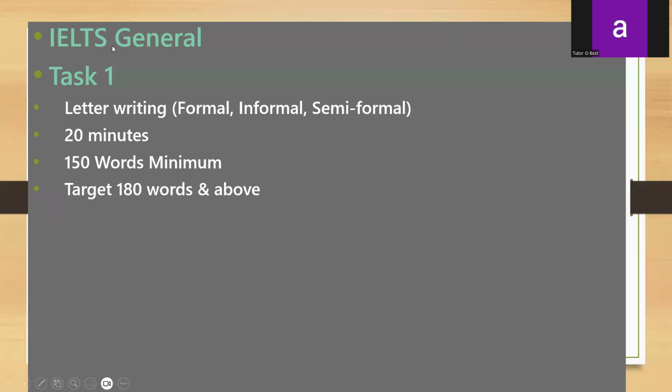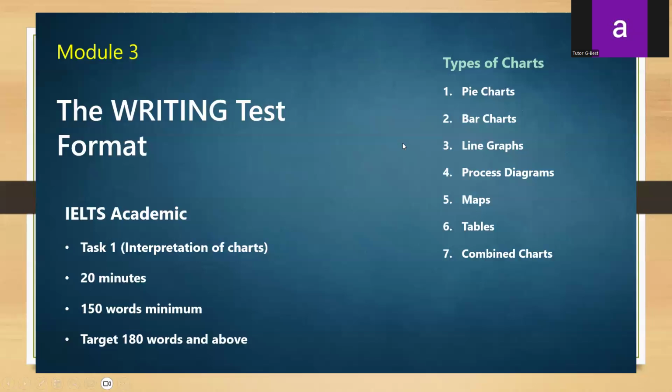Now, IELTS General has the same two tasks, task 1 and task 2. So task 1 for IELTS General is letter writing. You have formal letter, informal letter, semi-formal letter. Only one letter type will come out on the exam day. So just one letter, please, not the 3. The same thing with the academic test. Only one out of these 7 will come out. But to be on the safer side and to increase your chances of success, we'll cover all 7 so that whichever one comes on the exam day, you will not be taken off guard. You will be well prepared.